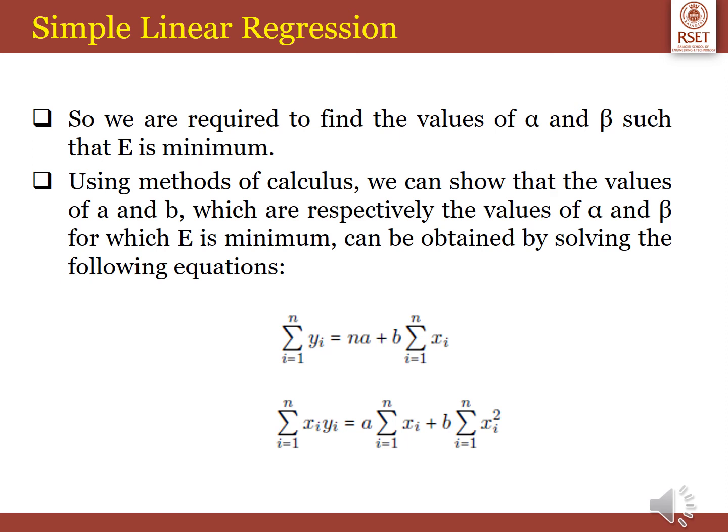sigma i equal to 1 to n yi is equal to na plus b into sigma i equal to 1 to n xi, and sigma i equal to 1 to n xi yi is equal to a into sigma i equal to 1 to n xi plus b into sigma i equal to 1 to n xi square.